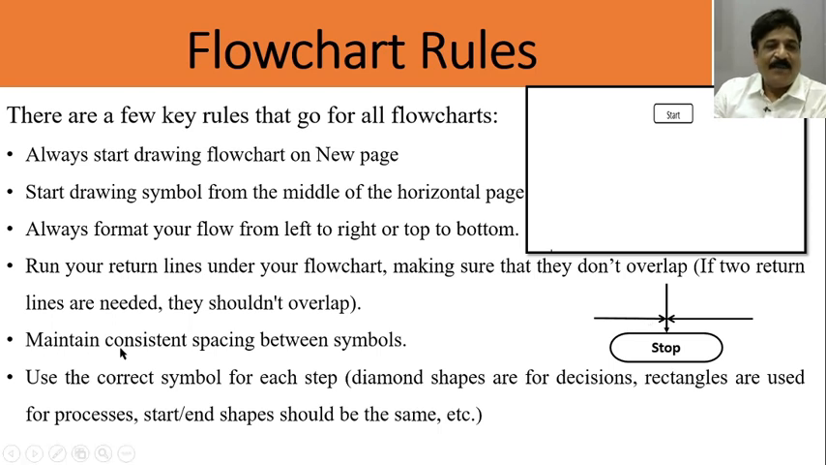Then maintain consistency in the spacing between the various symbols that you use, and finally use the correct symbol for each step. For example, a diamond shape for decision, a rectangle for assignment and calculation, that is process, and start and end for indicating the beginning and ending of your flowchart.